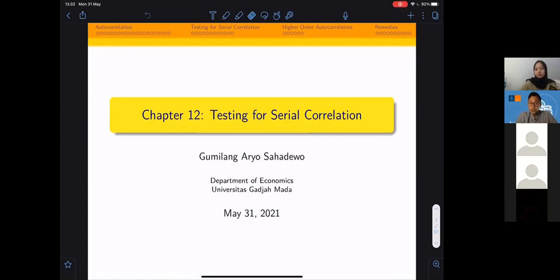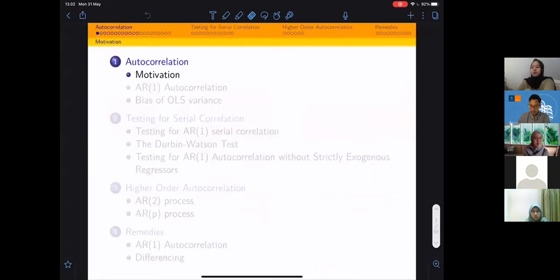All right. So we're going to start with testing for serial correlation. I'm going to go back and forth from the slide deck to Stata, as always, to provide you with more nuance on the empirical side of the discussion. But I'm going to start first with some motivating example.